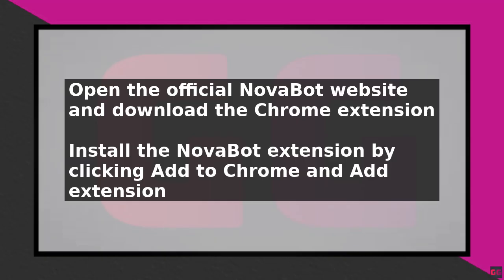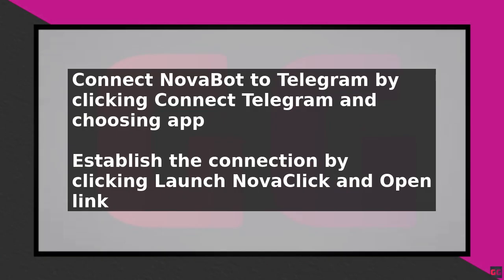Bot website. Click Connect Telegram to initiate the connection process, and choose either the app or web version of Telegram. Once connected, a new window will open. Click Launch Nova Click, and then Open Link to establish the connection. Upon successful connection, you will see a Success message. Click Got it, and return to Telegram.